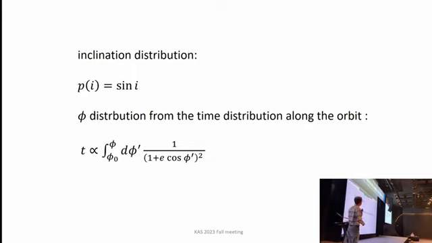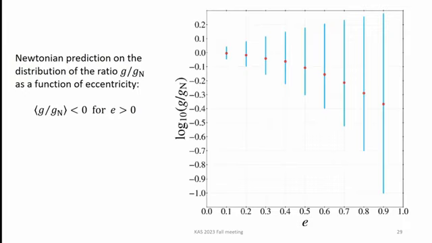And for inclination distribution in 3D geometry, this is the probability distribution. And also this angle, the orbital angle distribution, is from the time distribution along the orbit. And this is the prediction of this ratio in Newtonian prediction as a function of eccentricity. So at large eccentricity, the distribution is huge. So it can actually be larger than the circular prediction, but the median monotonically decreases with eccentricity.